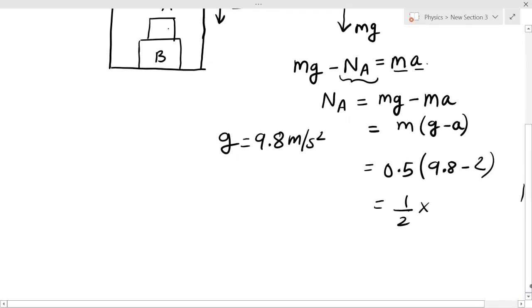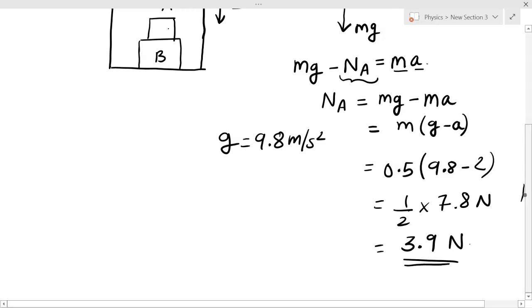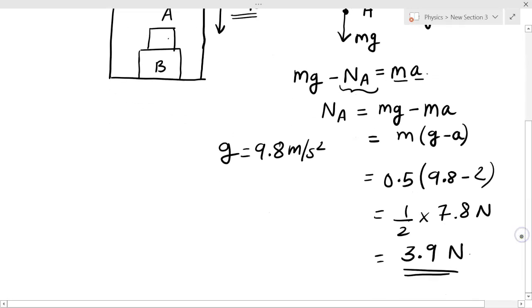So this is 1/2 into 7.8 newton. So what is 7.8 divided by 2? Let's divide it. It is 3.9 newton. So the block A, so the N_A force, that is the force on block A, is 3.9 newton.